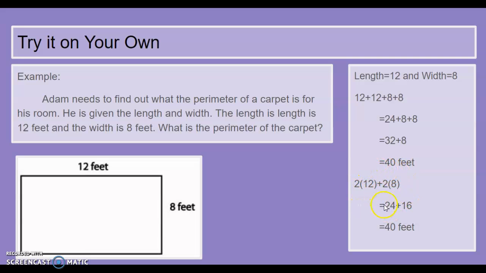Now let's try it the second way, with multiplication and adding. We have the length of 12 and the width of 8. We multiply the 12 by 2 to get 24. We multiply the 8 times 2 to get 16. If we add those together, we get 40. And don't forget to add the measurement, feet. And remember, the reason why these are the same is because we are only combining them, also multiplying. Multiplying and adding are very similar, but remember not to get them mixed up.